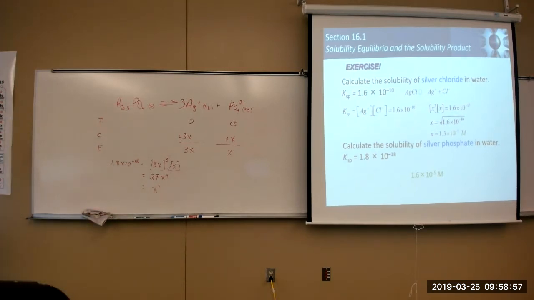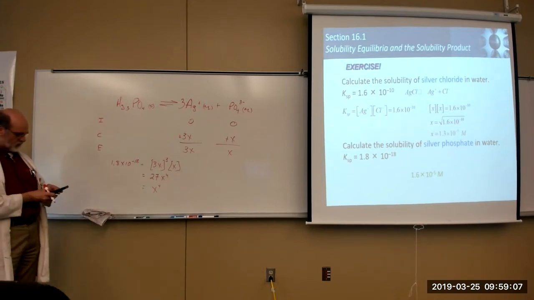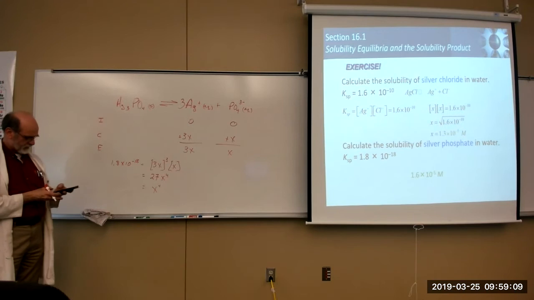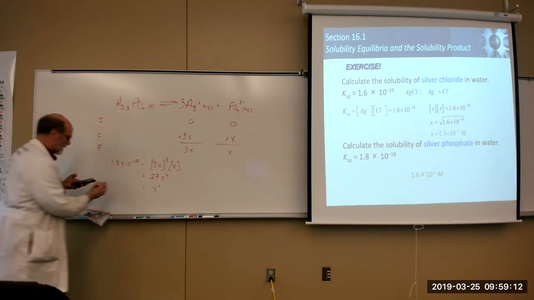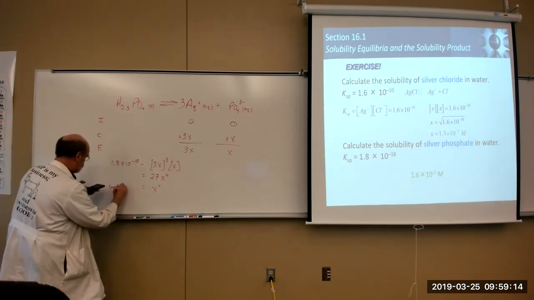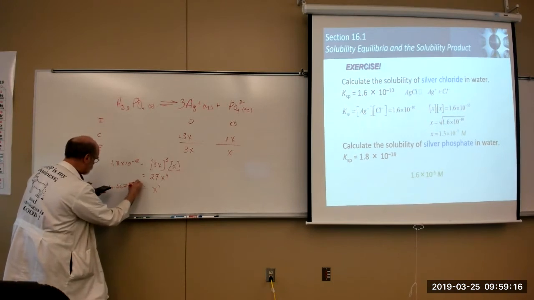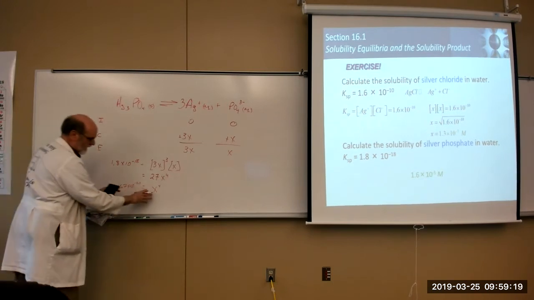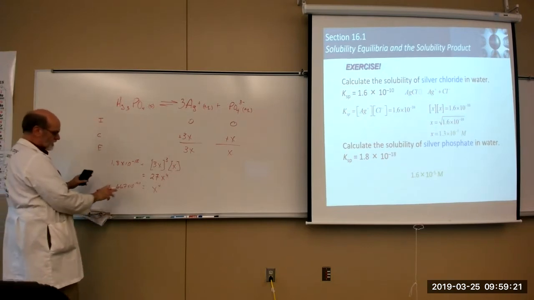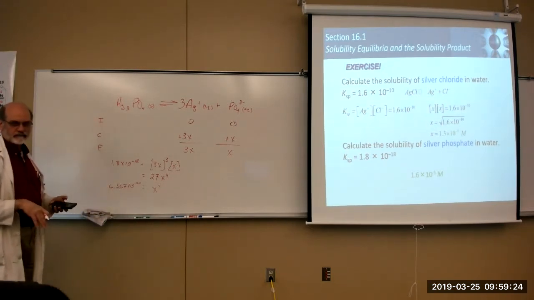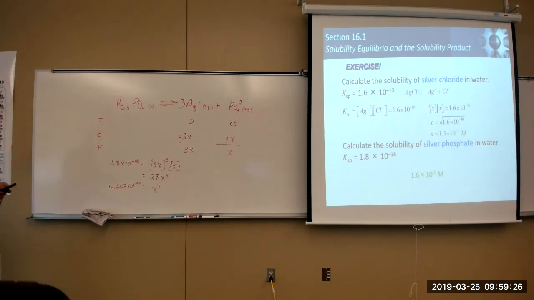On the 4th root of 1.8 times 10 to the negative 18. So 1.8, 18, and then we're going to divide by 27, and that gives us 6.667 times 10 to the minus 20 equals X to the 4th power. And then we just need to take the 4th root of both sides. 1.607. Let me see. Times 10 to the negative fifth.